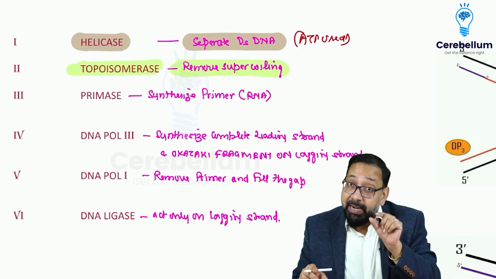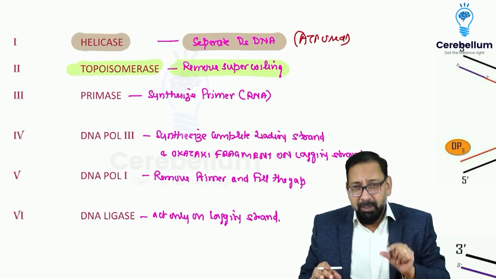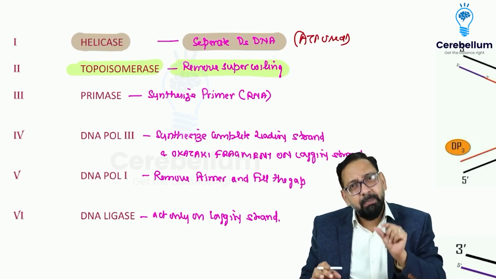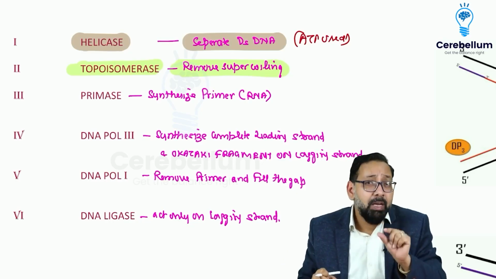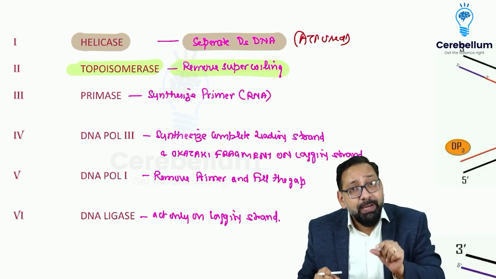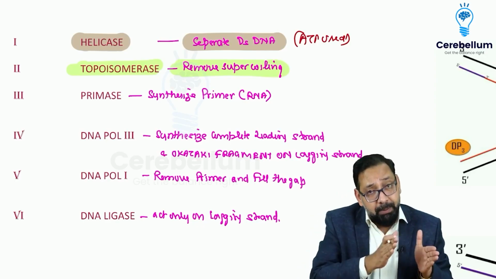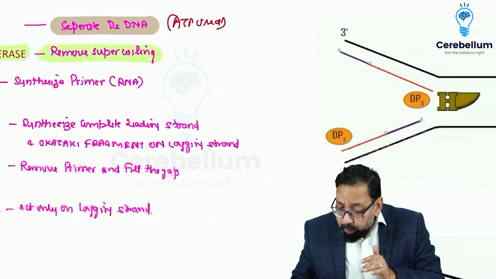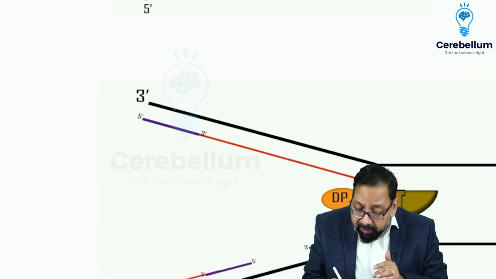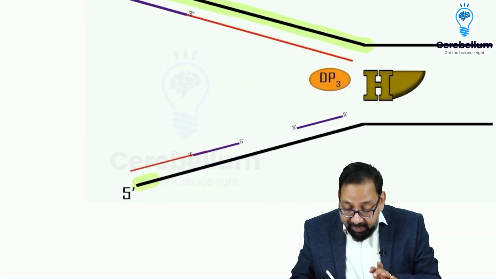Now each strand will act as a template, but we know that before DNA synthesis there must be a primer. DNA synthesis occurs by attaching new nucleotides to a primer. So before DNA synthesis, we must synthesize a primer. We found that when the two strands are separated, one strand acts as the leading strand and the other acts as the lagging strand.